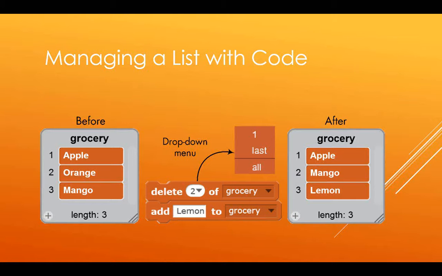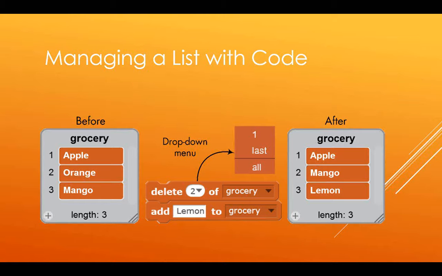Okay, so we can go and create another list, call it grocery. Okay, and then on green flag clicked, we're going to add apple, orange, and mango. So if we add thing to grocery, just going to repeat that 3 times. Okay, and if we run our program, we should see it add the 3 items.